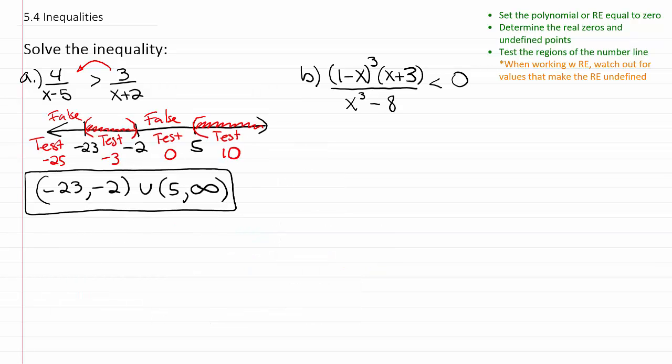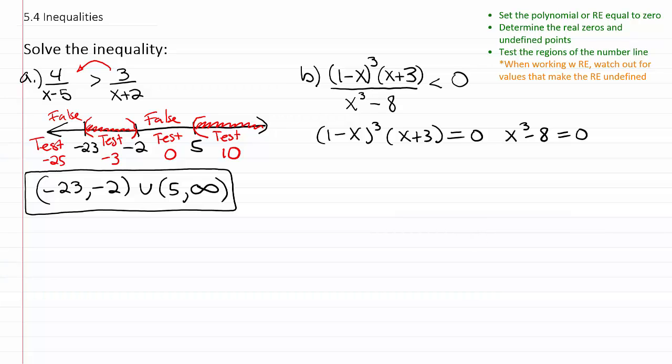All right, so let's go ahead and look at example B then. For example B, it's already basically isolated on the left-hand side. It's already written as a single fraction or rational expression. So we can set it equal to 0 and begin the process of setting the numerator and the denominator equal to 0. So let's go ahead and do that. 1 minus x to the third power times x plus 3 set equal to 0, and then we'll do the x cubed minus 8 set equal to 0.